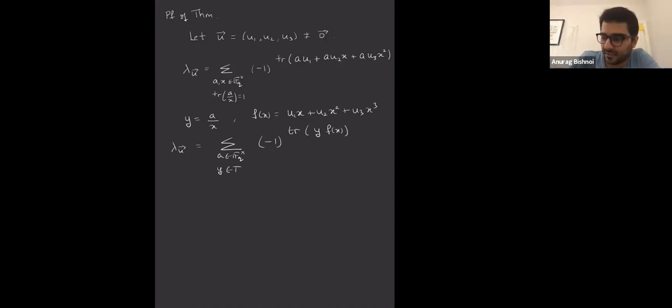Okay, and T is just the set of trace 1 elements. So it's just all those elements of the field for which the trace of Z is 1. And if you see the review sheet at the beginning of this course, you'll realize that the cardinality of this set is just Q divided by 2. Okay, so this is the sum that we want to evaluate.